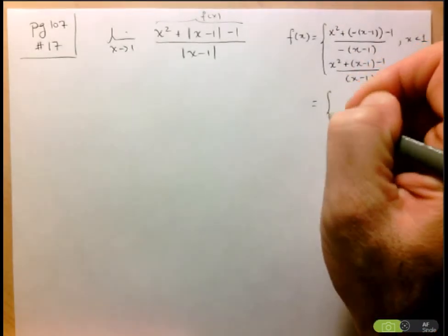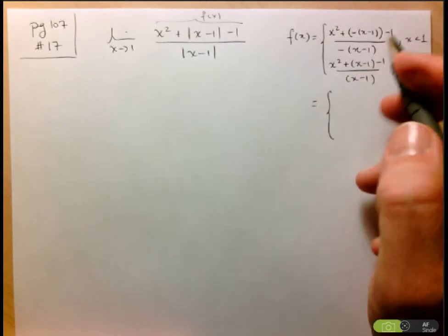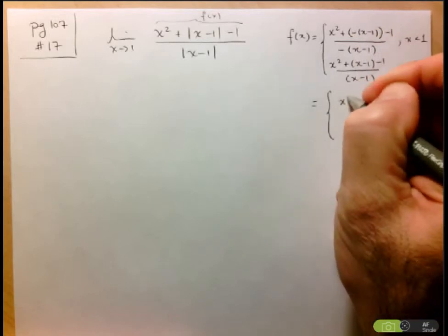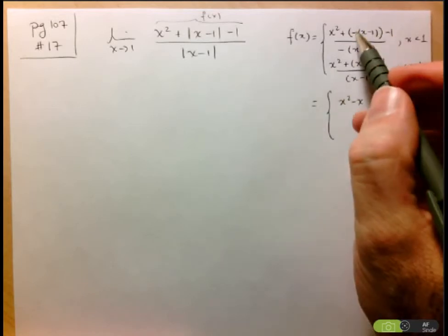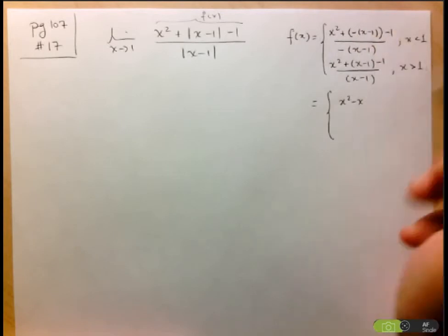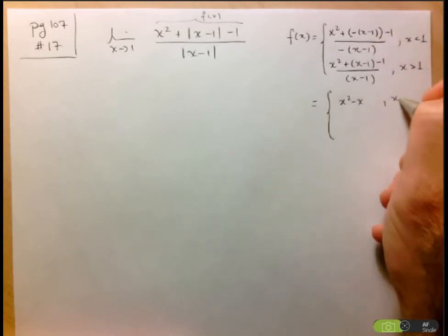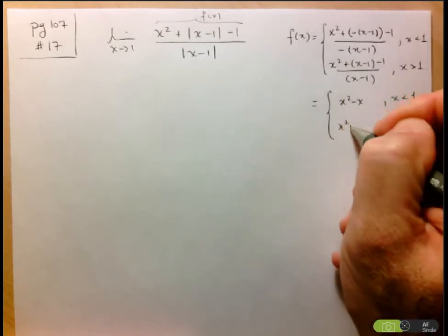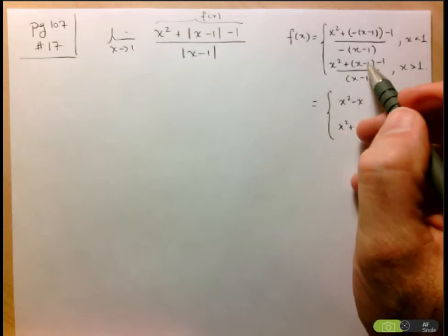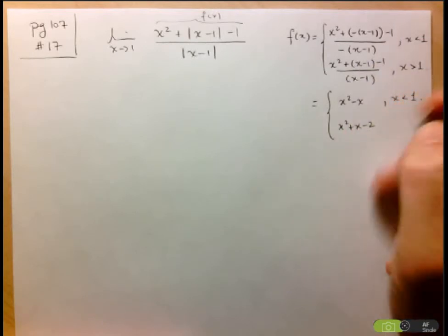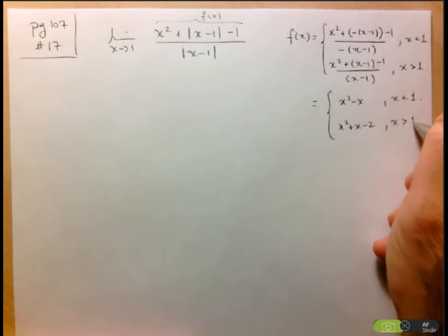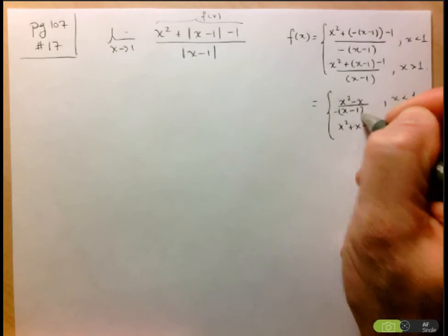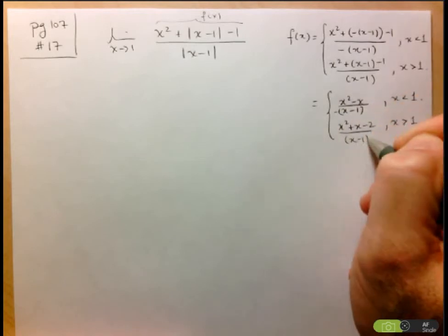Okay, and now here we'll simplify this. Okay, so we have x squared minus x. Okay, and then here I've got positive 1 minus 1, so 0, so just equal to x squared minus x when x is less than 1. And then here we've got x squared plus x. And then here we've got negative 1 minus 1, so minus 2. And that's for x greater than 1. Oh, let's not forget we have the x minus 1s here negative and here positive in the denominator.